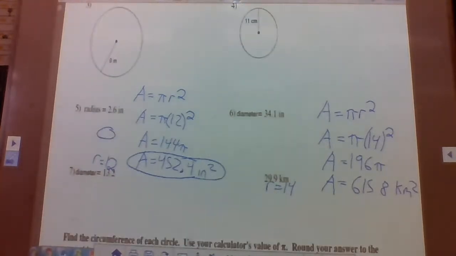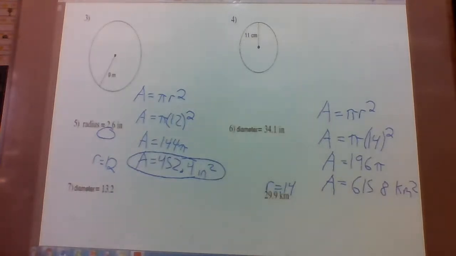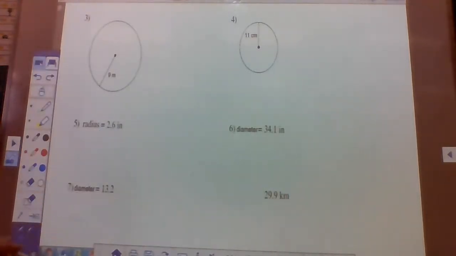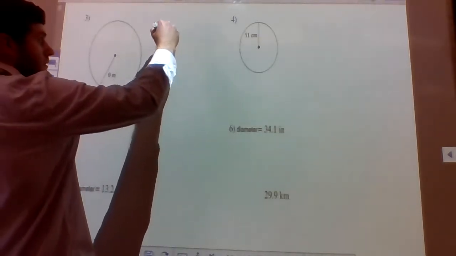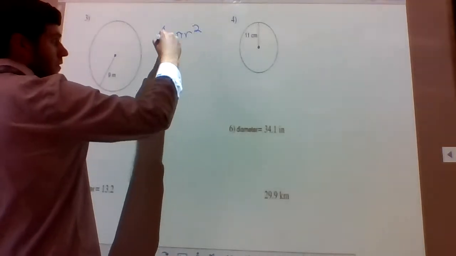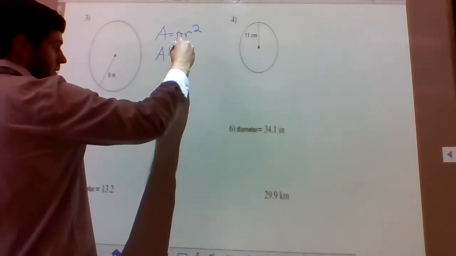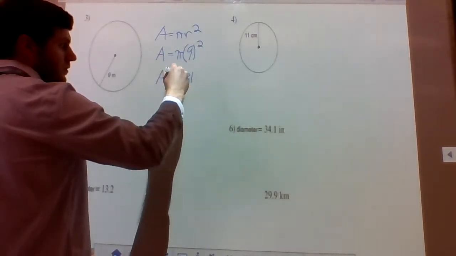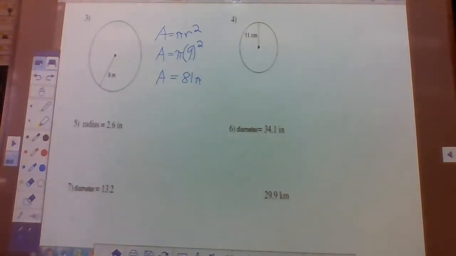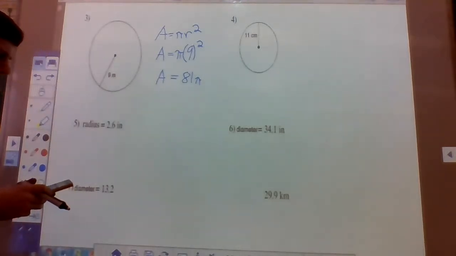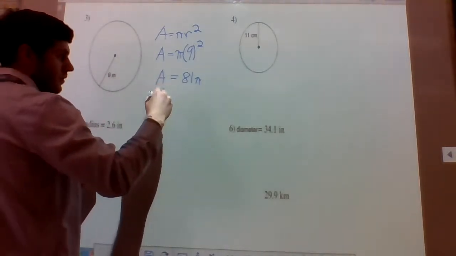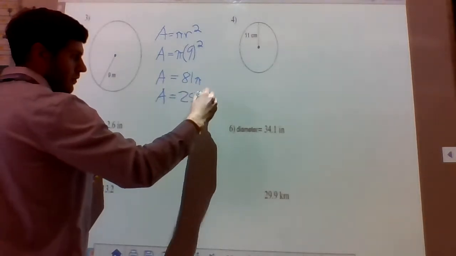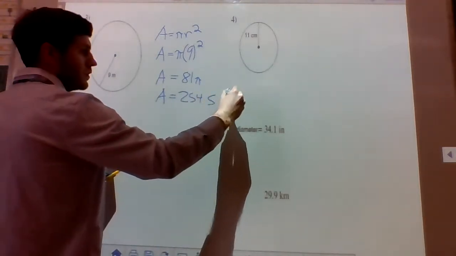Number 3 and 4. So same thing, we have area equals pi r squared. The radius here is going to be 9 meters. So we're going to have 9 times 9 is 81. So we have 81 pi. Put in the calculator, 81 times the value of pi is going to be 254.469. So 254.5 meters squared.